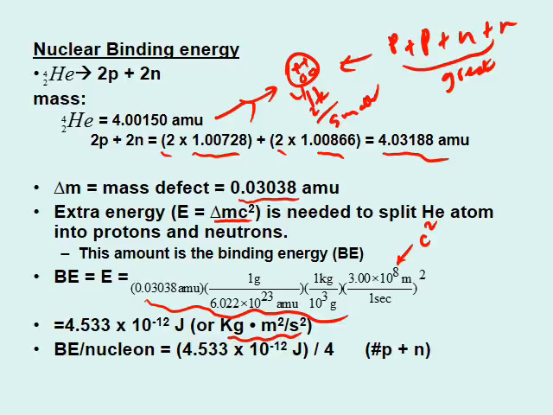The binding energy per nucleon is given by 4.533 times 10 to the negative 12, that's the binding energy, divided by the total number of nuclear particles, which is the number of protons plus the number of neutrons. In the case of helium, there are 2 protons plus 2 neutrons, and that makes 4. So that means per nuclear particle, the binding energy will be given by the value that we got, 4.533 times 10 to the negative 12, divided by 4.